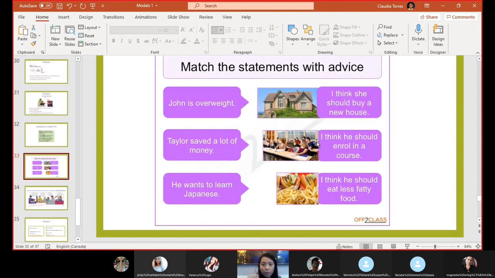Now here you have some pictures, and for each picture you have a situation. You're going to choose the right answer according to that situation. Then for number one, I think she should buy a new house. So this is the piece of advice. Which one do you think it matches with this piece of advice? John is overweight, Taylor saved a lot of money, or he wants to learn Japanese?